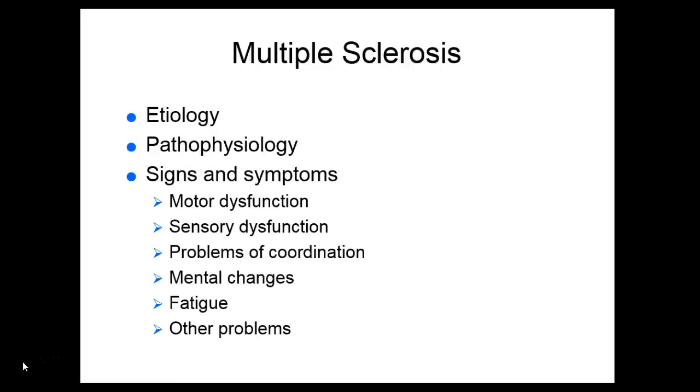Okay, now let's look at multiple sclerosis, or MS. MS is a chronic inflammatory disease that causes demyelinization in the central nervous system. The most common type of MS is characterized by periods of remission and exacerbation.